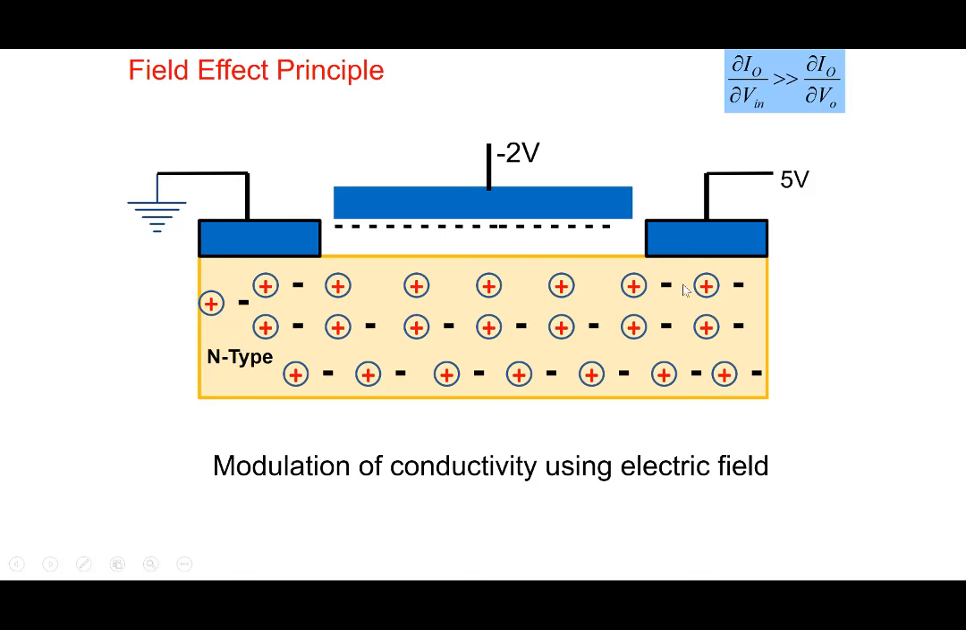The conductivity of this sample will depend on how many electrons are there in that sample, or how many holes are there in that sample. Because we are talking about N-type, we are talking about electrons here. So you're modulating conductivity using electric field, and that's what we call the field effect principle. By applying an electrostatic field, we can alter the charge concentration here and thereby affect the conductivity and thereby affect the current.